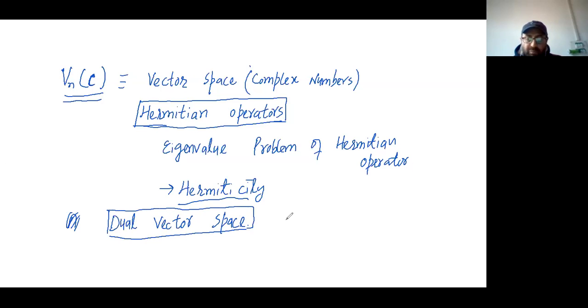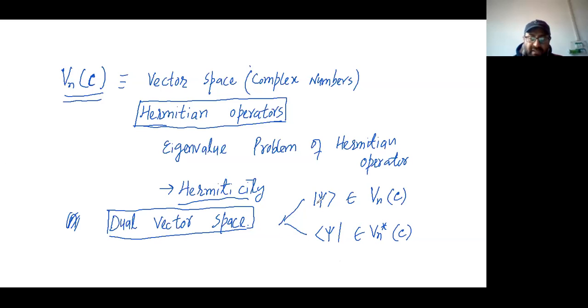So what is the dual vector space in quantum mechanics? In quantum mechanics, we have these ket vectors. Say they belong to a vector space based on complex numbers C, and then corresponding to each vector, there is another vector which belongs not to the same space but to the dual space, on the same number field.